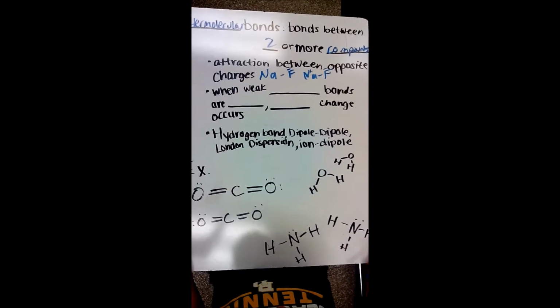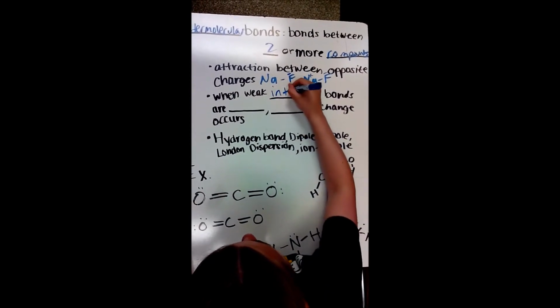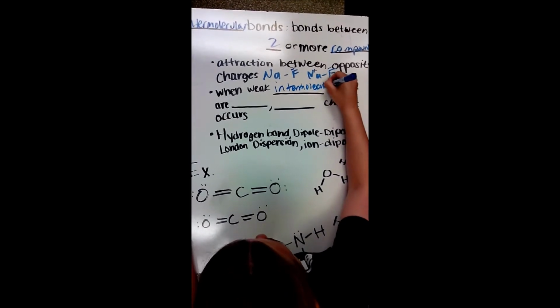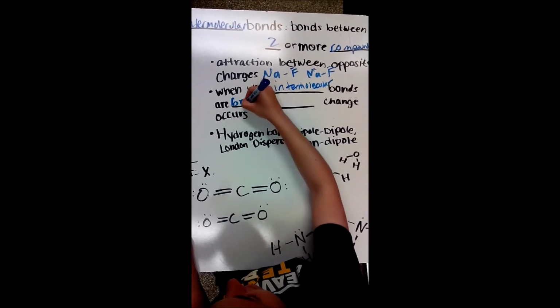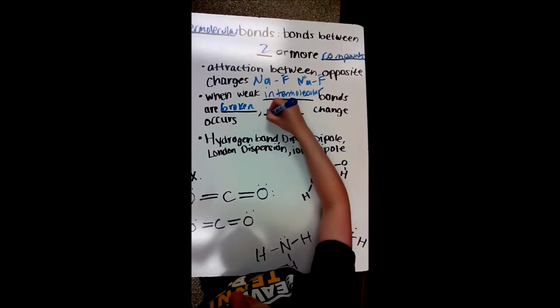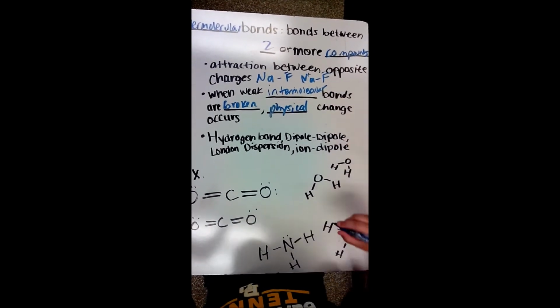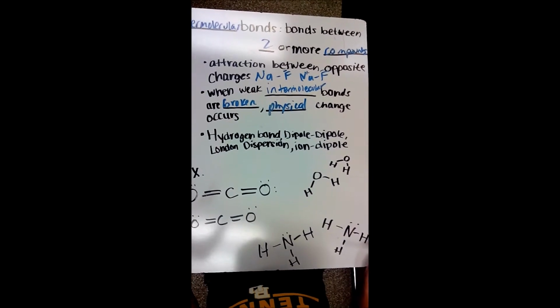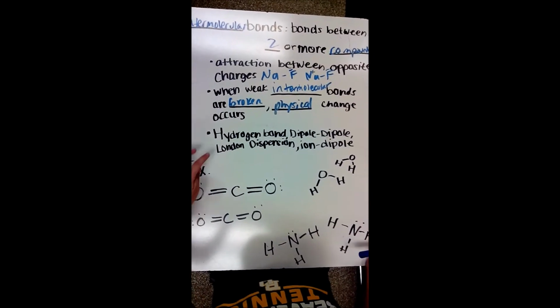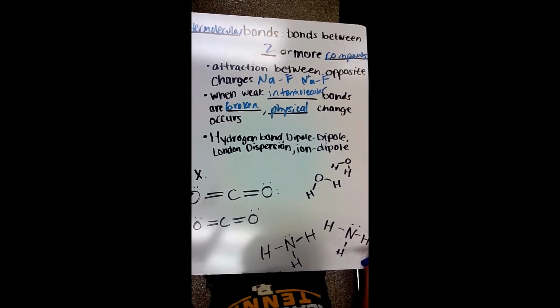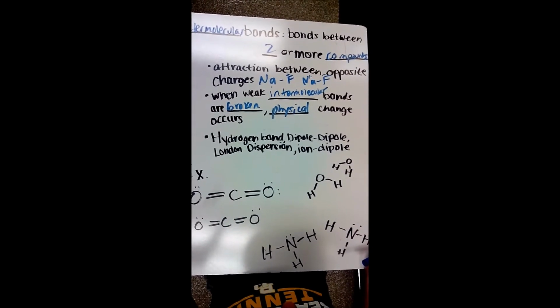Okay. When weak intermolecular bonds are broken, physical change occurs. Some types of intermolecular bonding are hydrogen bonds, which are the strongest, then dipole-dipole, London dispersion, and ion-dipole forces.